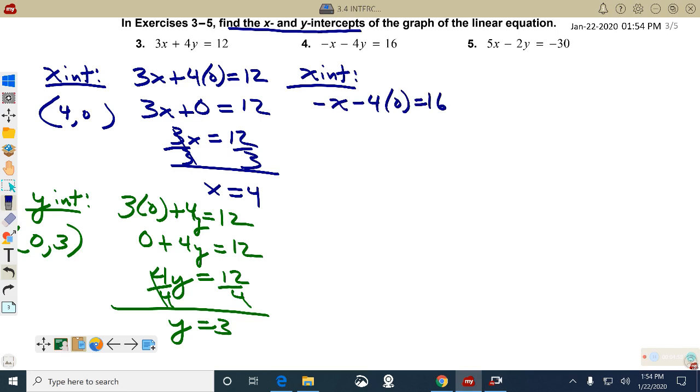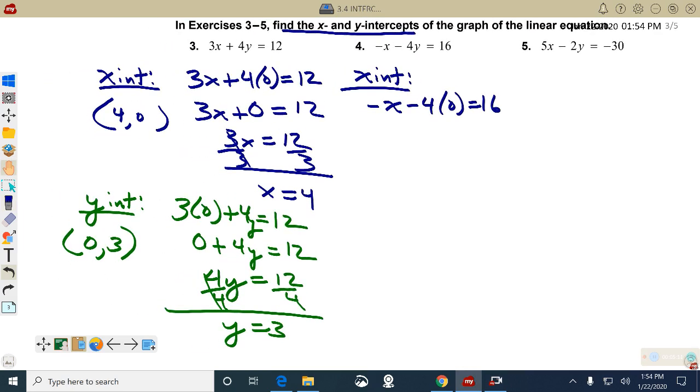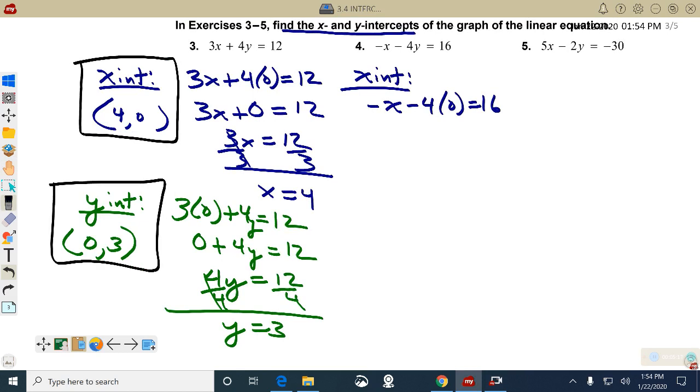I'm on number 4 now. Talk to me. Question. For those of you who are a little confused, the answer to number 3 is in blue and green. In other words, the x-intercept is (4, 0), and the y-intercept is (0, 3). That was the answer to number 3. That's all we're doing for these exercises.